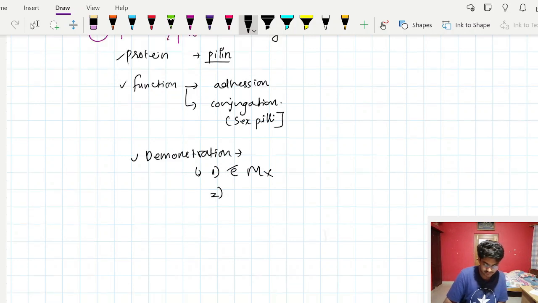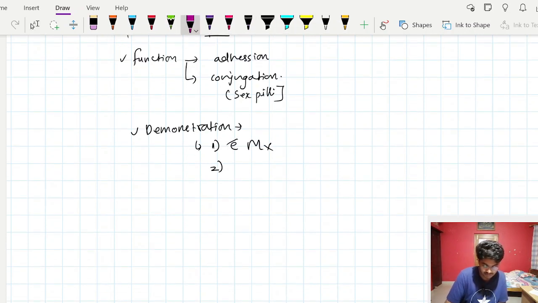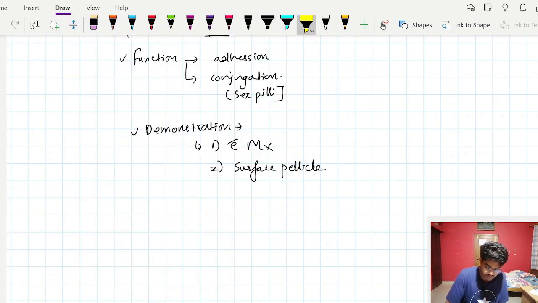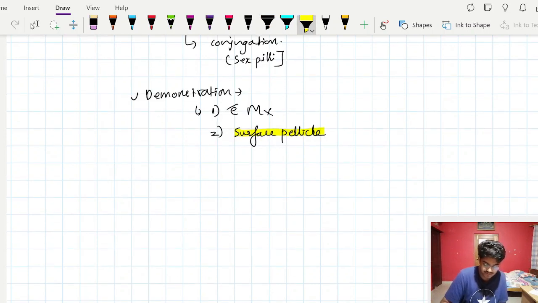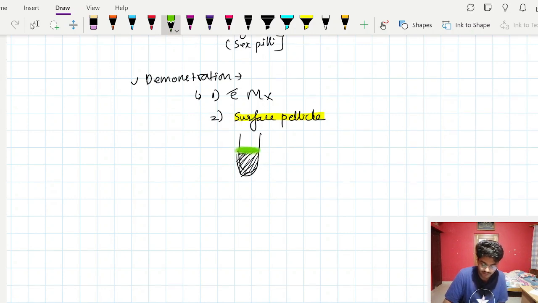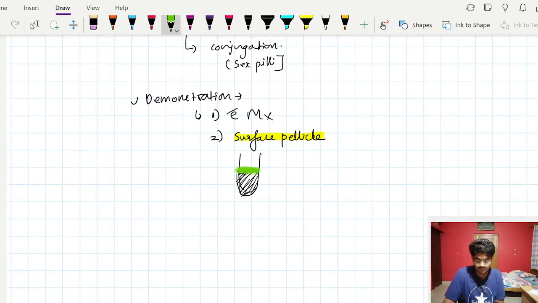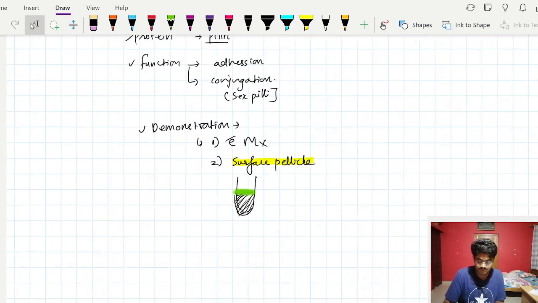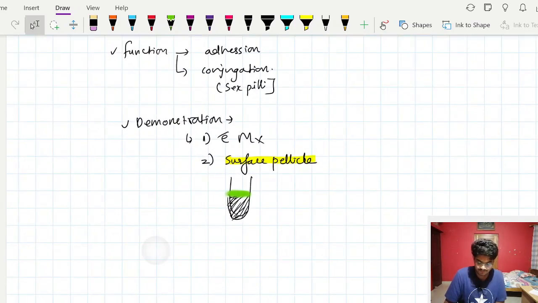The second one is by surface pellicle. So what is meant by surface pellicle? When we culture fimbriae-containing microorganisms in a liquid culture medium, in this culture broth there will be a sluggish appearance of a pellicle on the surface. This is called a surface pellicle. If we can demonstrate a surface pellicle, that means the microorganism in the culture medium has fimbriae or pili.